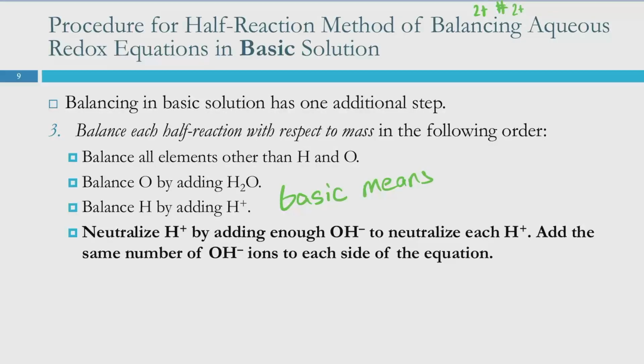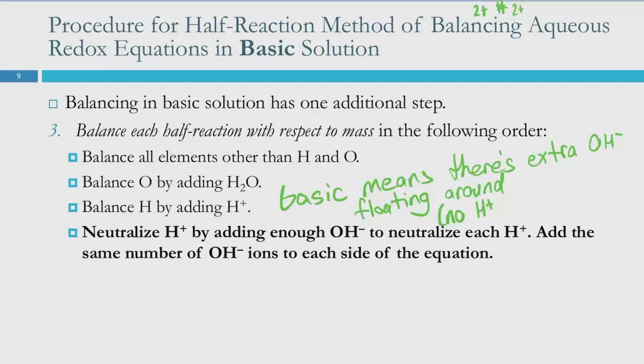Basic means there's extra OH minus floating around. There's hydroxide floating around. We are not going to have H plus floating around. There is technically H plus probably in solution, but it's a very small amount. Any H plus that we would have would get used up by hydroxide because it's a basic solution. We've got extra OH minus floating around.